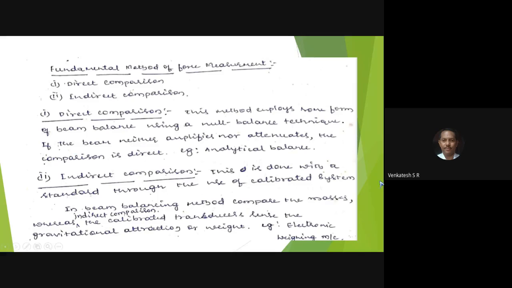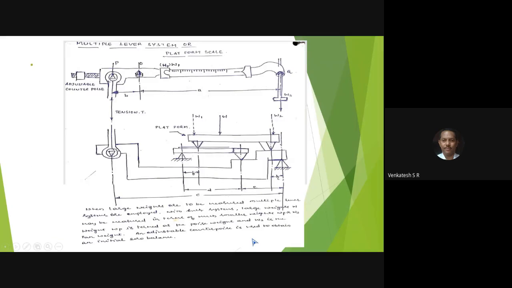Next, come to the point. For this, a good example is the electronic weighing machine. Next, very important from the examination point of view. You had this in the examination for 10 marks. The question will be like this: explain briefly with a neat sketch the multiple lever system or platform scale. Here there are a lot of levers present.